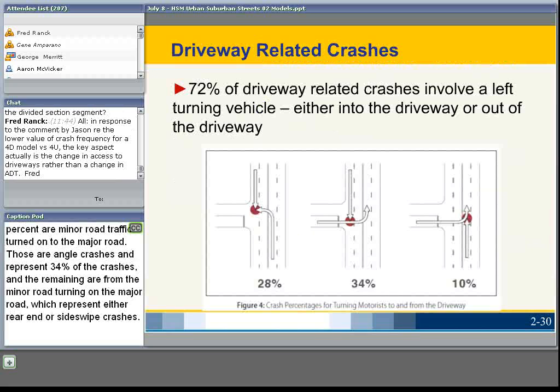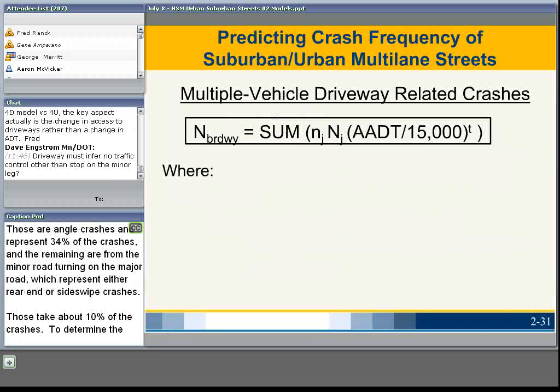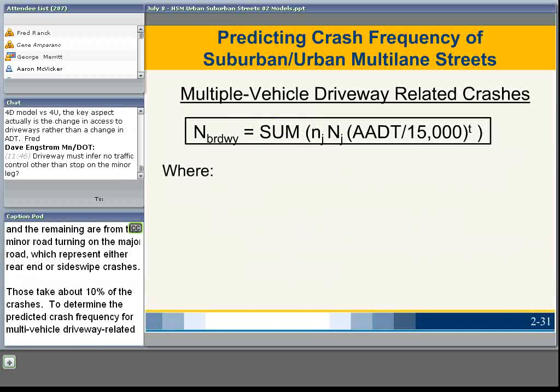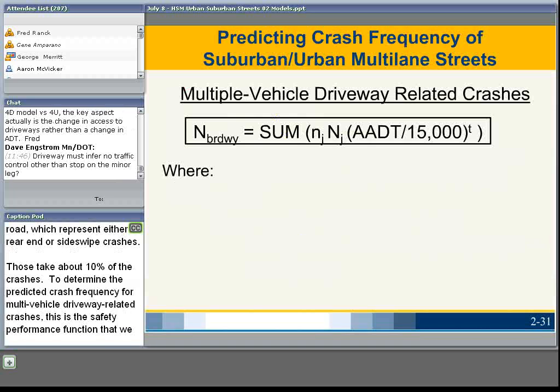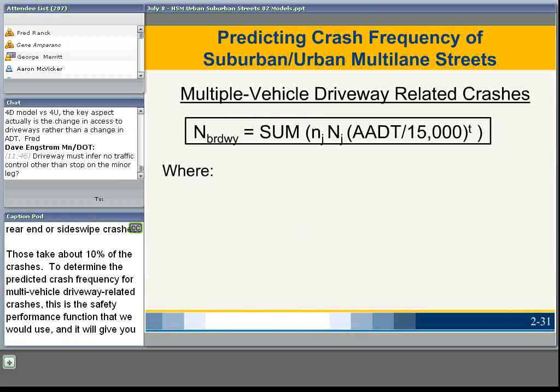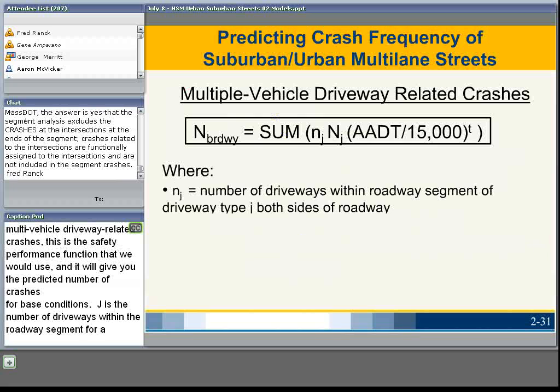28% out of that 72 is a car turning from off the major road onto the minor roads, and those are angle crashes. 34% are minor road traffic turning onto the major road. Again, those are angle crashes, and they represent 34% of the crashes. And then the remaining are from the minor road turning on the major road, which represent either rear end or side swipe crashes. Those take about 10% of the crashes.